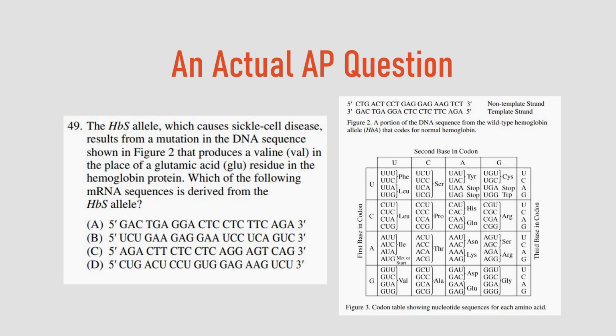So here's an actual AP question regarding the translation of an mRNA to amino acids in sickle cell anemia, which we will cover later during topic 6.7, which is about mutations. The HBS allele, which causes sickle cell disease, results from the mutation in the DNA sequence shown in figure 2, that produces a valine in place of a glutamic acid residue in a hemoglobin protein. Which of the following mRNA sequences is derived from the HBS allele?